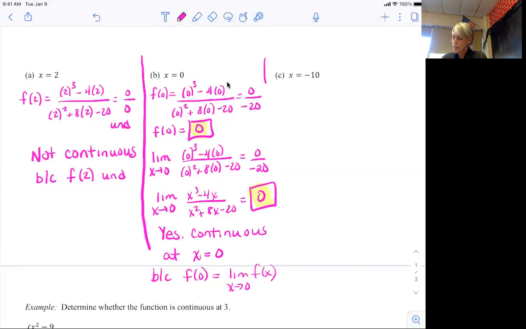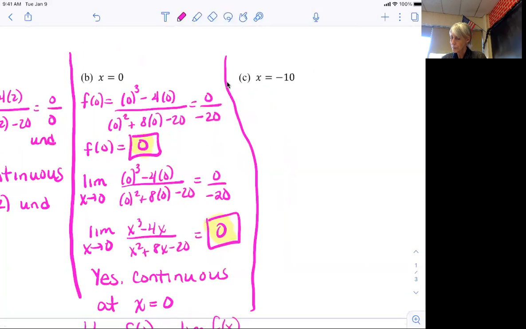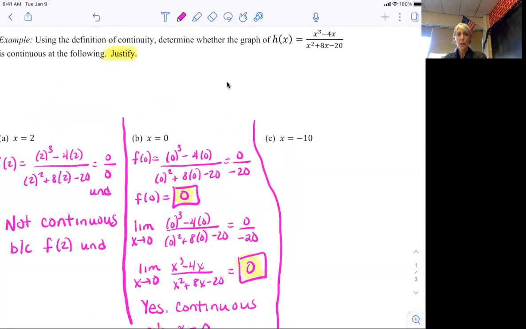When x equals -10, so what am I going to do? Oh, I should have been using h this whole time. I'm sorry. We'll use h for this one. h of -10. What happens when I plug in -10?